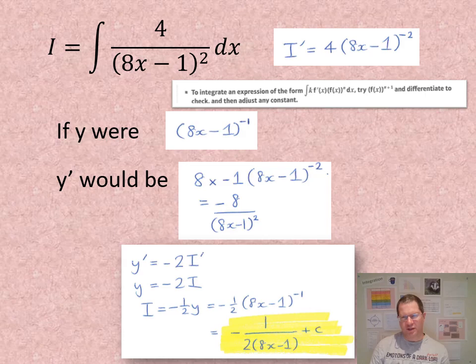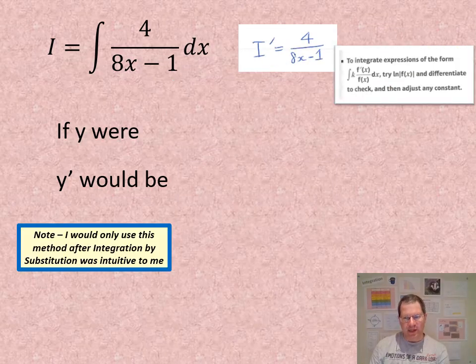So if I compare y dash with I dash, I can see that y dash is negative 2 lots of I dash, and hence y is going to be negative 2 lots of I. So that means that I is minus a half of y, and therefore that's minus a half lots of 8x minus 1 to the power minus 1, which I can rewrite as minus 1 over 2 lots of 8x minus 1, plus c. And as you've probably heard me say in another video along the same lines, I would only use this method after integration by substitution was intuitive to me.